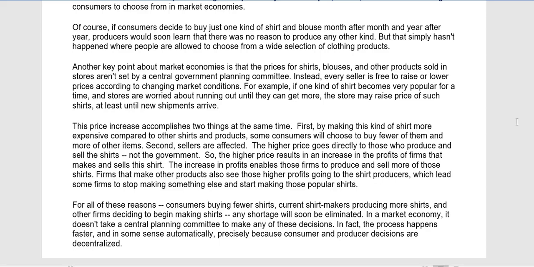The increase in profits enables those firms to produce and sell more of those shirts. Firms that make other products also see those higher profits going to the shirt producers, which leads some firms to stop making something else and start making those popular shirts. So, again, in this paragraph, we see them talking about more competition in a market economy.